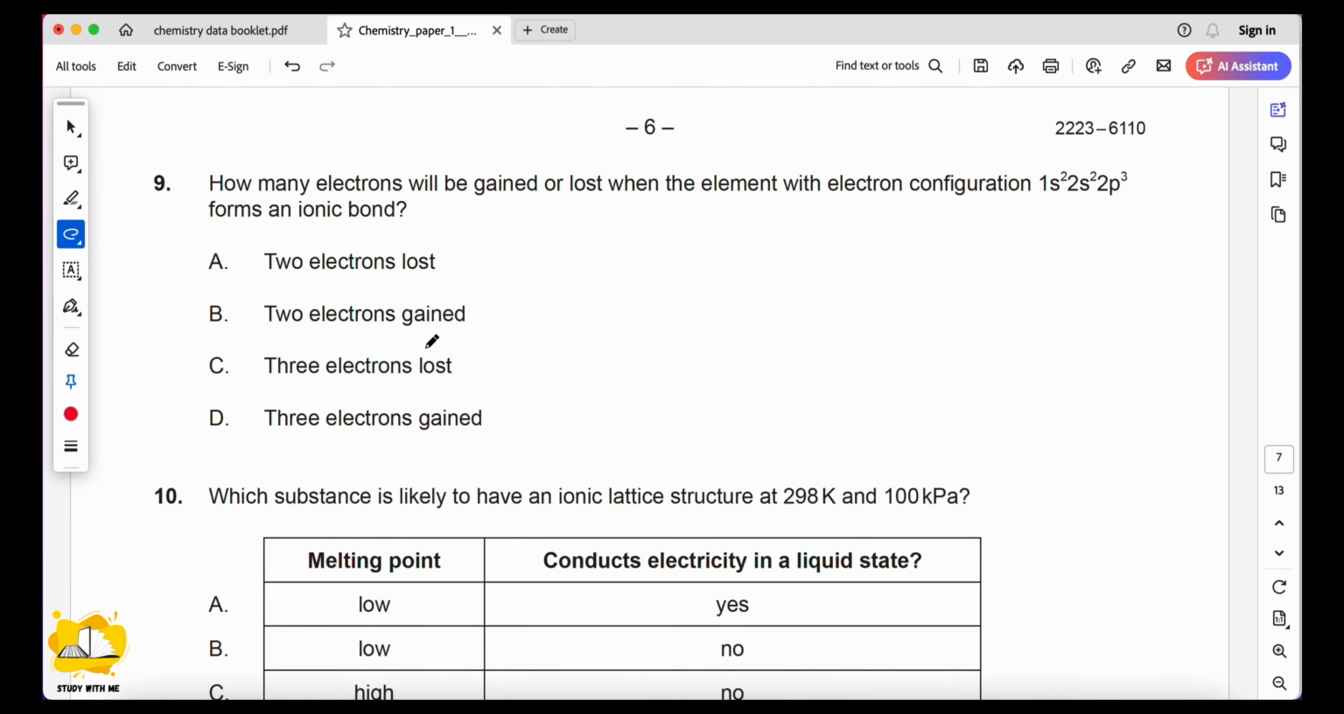How many electrons will be gained or lost when the element with electron configuration of 1s2, 2s2, 2p3 forms an ionic bond? So 1s2, 2s2, 2p3. The number of electrons is 7, which is nitrogen. Nitrogen is in group 5. So group 5 needs 3 more electrons to complete the octet. So 3 electrons gained, not lost.